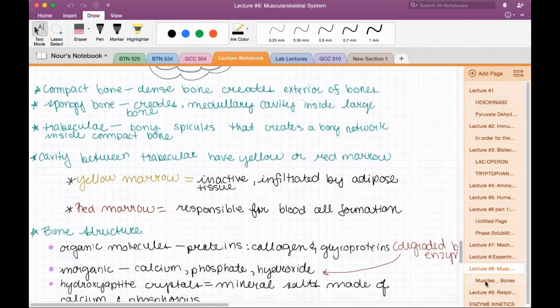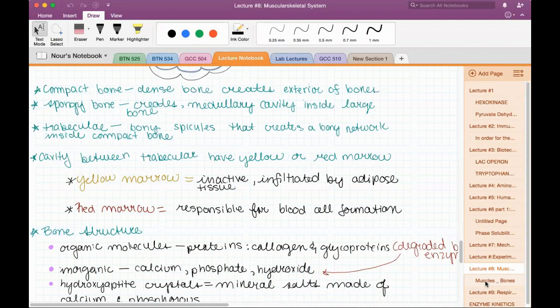Okay, so spongy bone creates the medullary cavity inside large bones. So when you see the picture of the inside of a bone, you see the spongy end of it. That's the spongy bone. The trabeculae are the bony spicules that create a bony network inside the compact bone. So it's basically a network within the bone so that it can grow. Bone remodeling is basically when you change immature bone cells to mature. So that's where this comes into play.